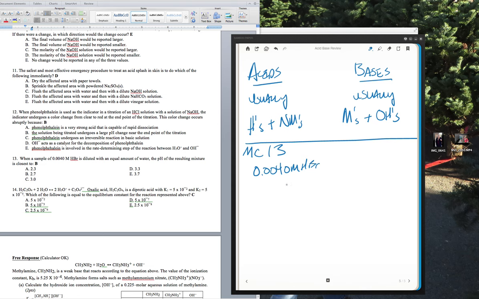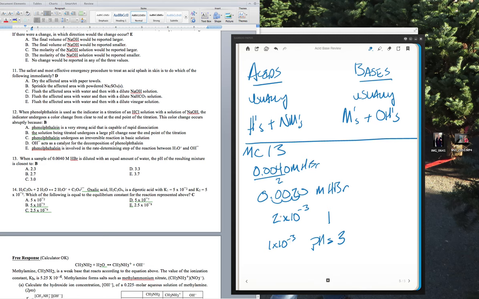So basically, we've taken the concentration and divided it by 2, because we've doubled the amount of water. So now we have 0.0020 molar HBr, that's 2 times 10 to the negative 3. Remember that for 1 times 10 to the negative 3, the pH is equal to 3. Do you guys remember that? So we don't have 3; we have something that's just short of that.